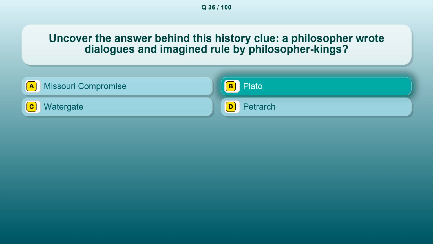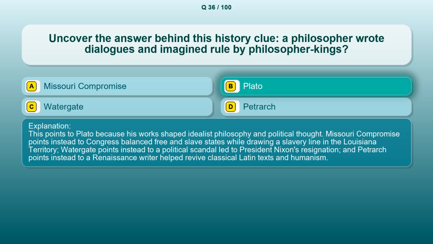The correct answer is option B, Plato. This points to Plato because his works shaped idealist philosophy and political thought. Missouri Compromise points instead to Congress balanced free and slave states while drawing a slavery line in the Louisiana Territory. Watergate points instead to a political scandal led to President Nixon's resignation, and Petrarch points instead to a Renaissance writer helped revive classical Latin texts and humanism.